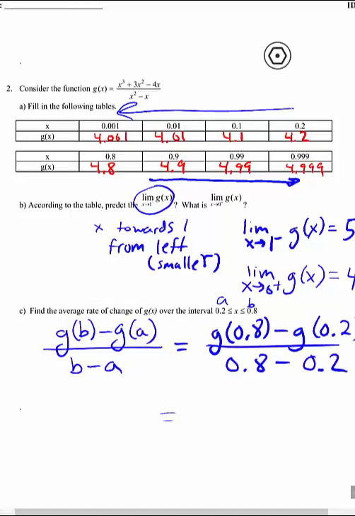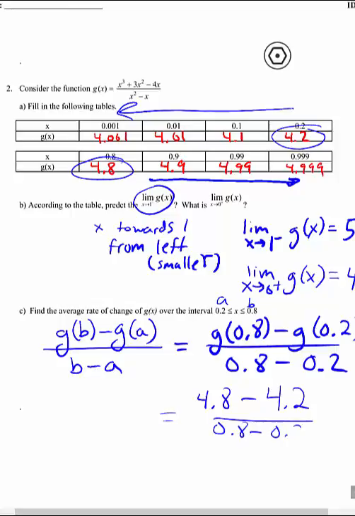And we plug in g of 0.8, that's the y value, that's 4.8 minus 4.2 divided by 0.8 minus 0.2, and we get 0.6 divided by 0.6, which is just equal to 1.